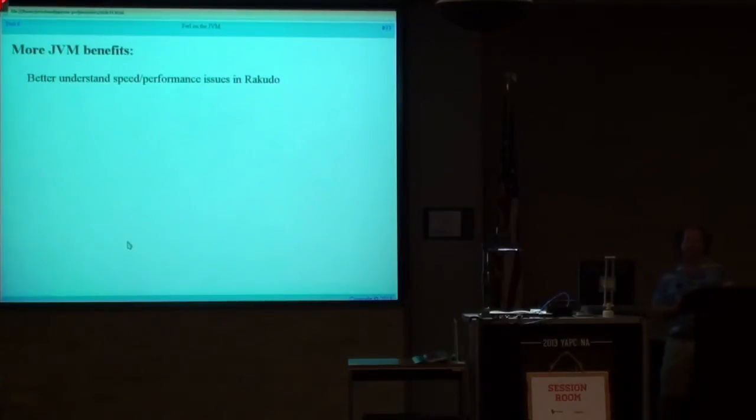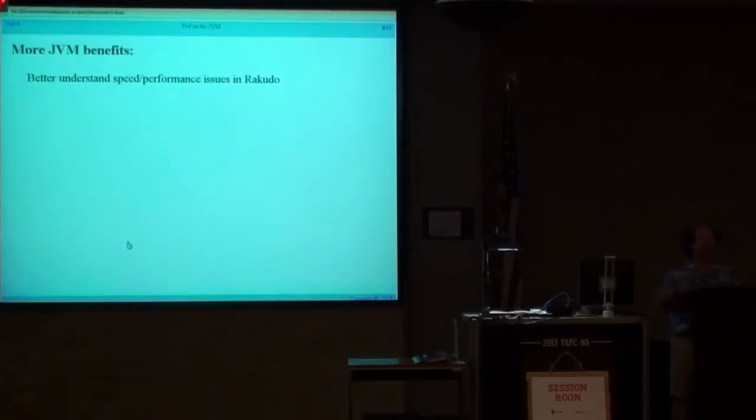Another benefit of the JVM, and this is true for any virtual machine that we do with this, is that we can better understand the speed performance issues in Rakudo. Right now when we benchmark Rakudo and something takes longer than we think it should, it's hard to know. Is that because of the way the programmer wrote it? Is it because of the way Rakudo's compiling it? Is it because of the way Parrot's executing it? Or what Parrot's doing with it? It's really, really hard, and it's real easy to finger point from one group to another.